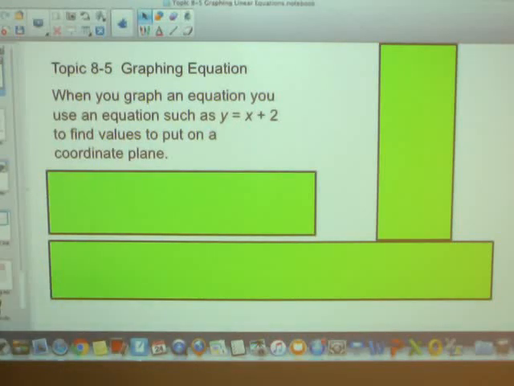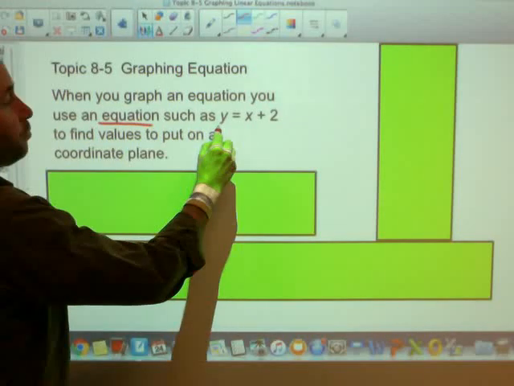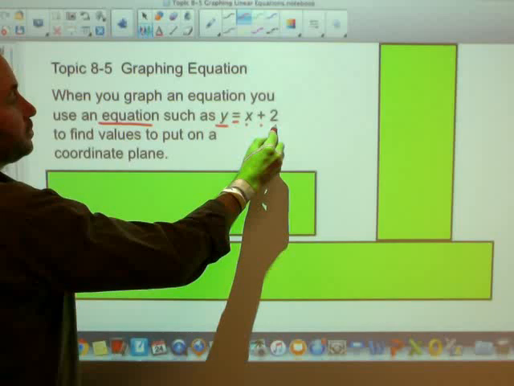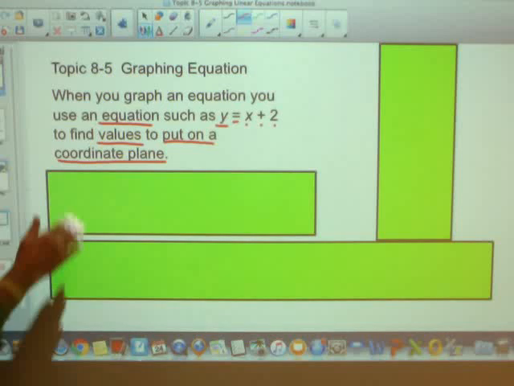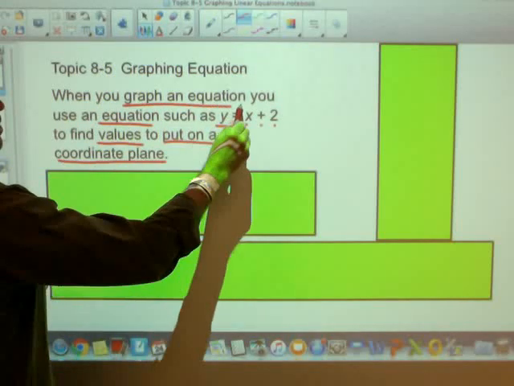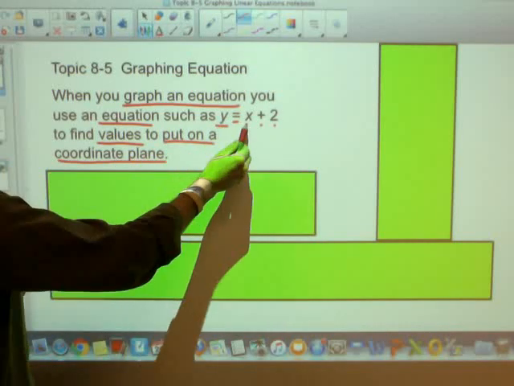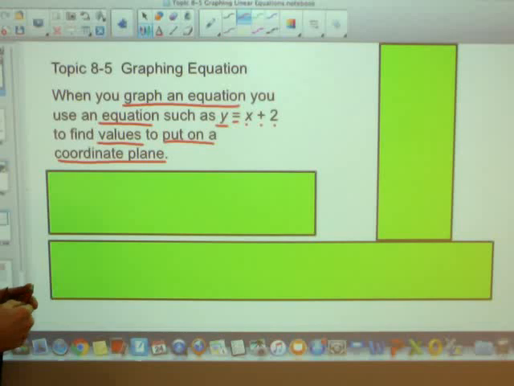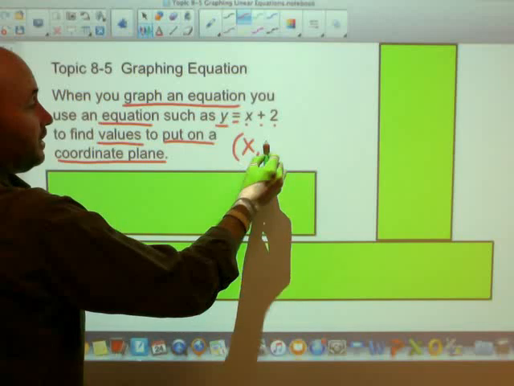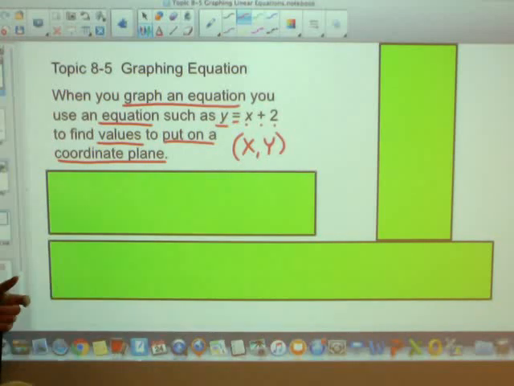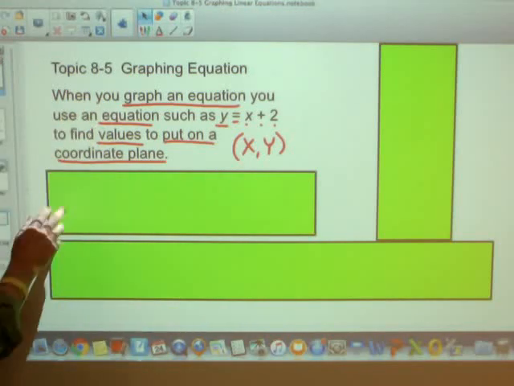When you graph an equation, you use an equation such as y equals x plus 2 to find values to put on a coordinate plane. So basically all you're doing is using an equation to come up with some values, an x and y value, that you can put on a coordinate plane. Our goal is to use an equation such as that to find coordinates that you can then plot on a coordinate plane. That's what we mean when we say we're going to graph an equation.